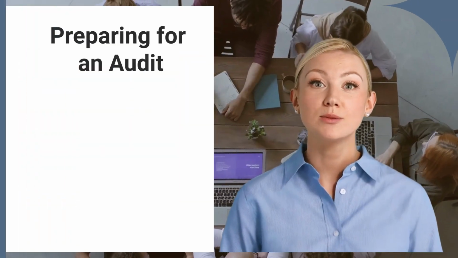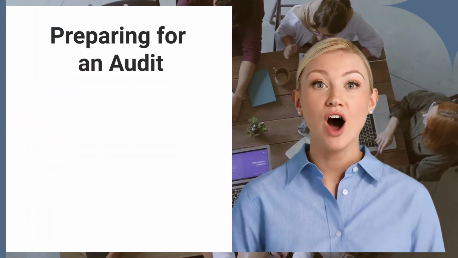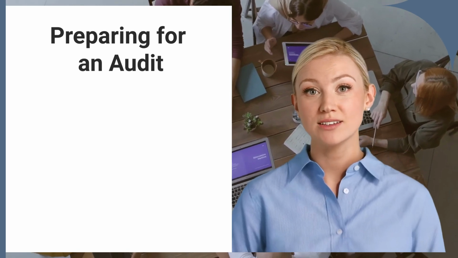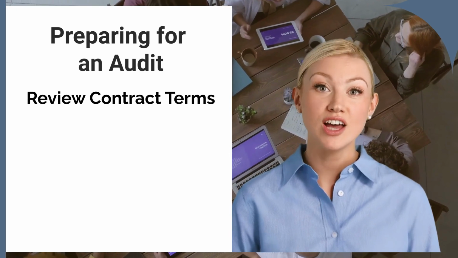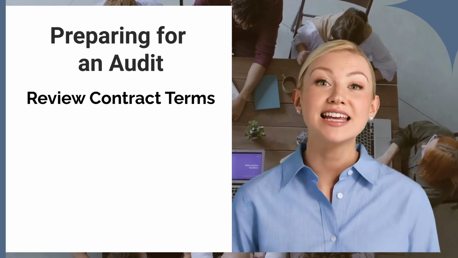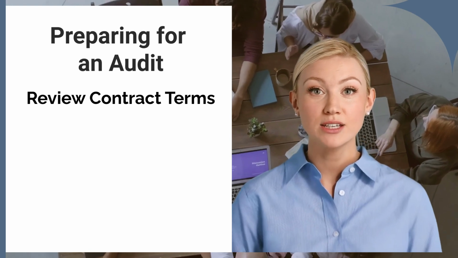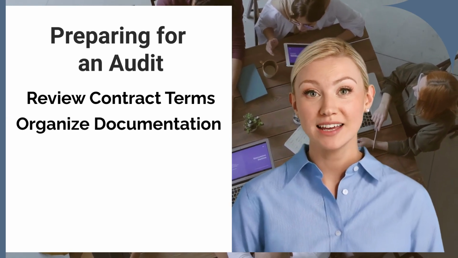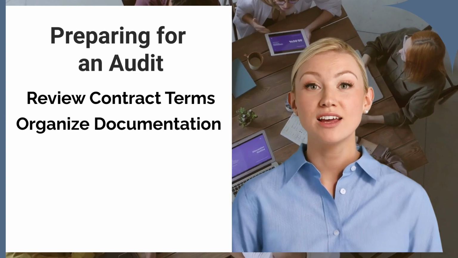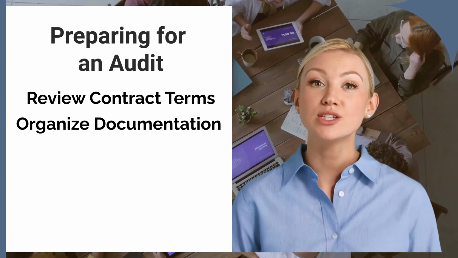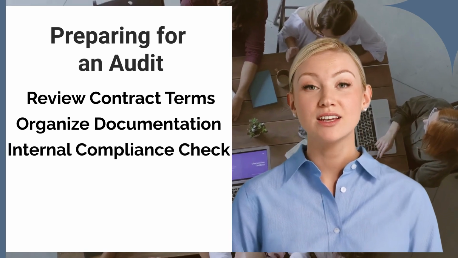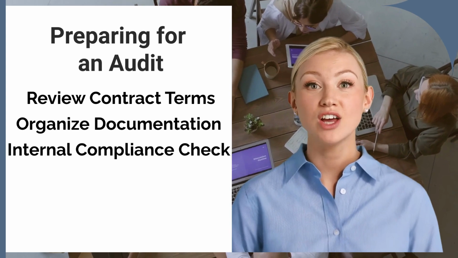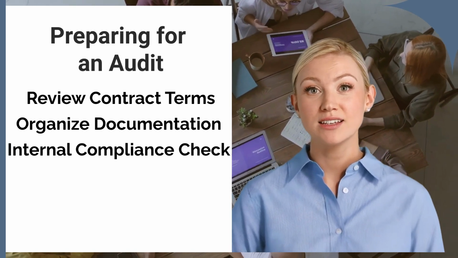The following steps will help you and your team prepare for an audit in the event that one occurs. Review your contract terms. Familiarize yourself with all clauses, including FAR requirements and agency-specific requirements. Organize your records and documentation. Ensure all financial records, invoices, and deliverable reports are up to date. Run an internal compliance check. Conduct an internal review to verify adherence to contract terms and regulations.